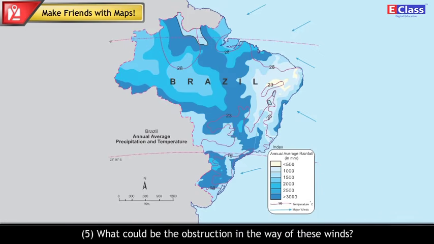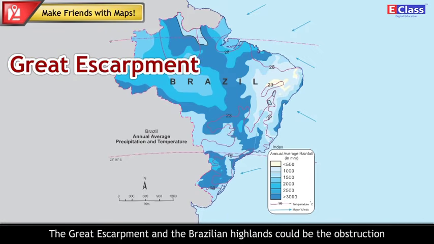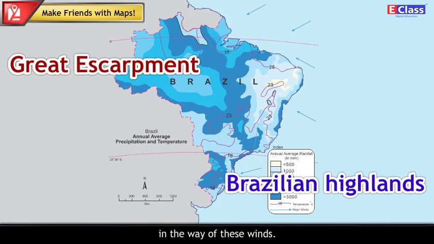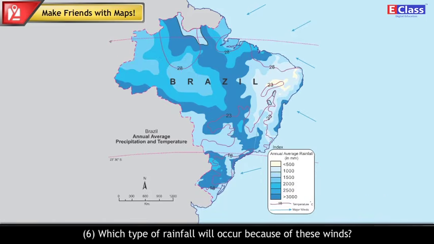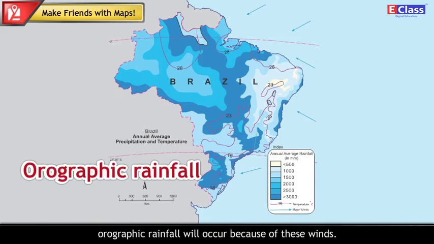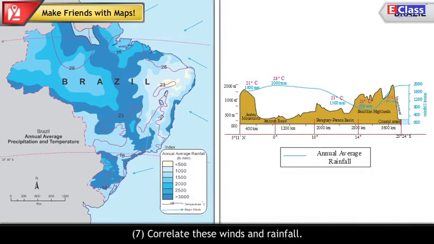What could be the obstruction in the way of these winds? Answer. The Great Escarpment and the Brazilian highlands could be the obstruction in the way of these winds. Which type of rainfall will occur because of these winds? Answer. Due to the obstruction of the Great Escarpment and the Brazilian highlands, orographic rainfall will occur because of these winds. Correlate these winds and rainfall.